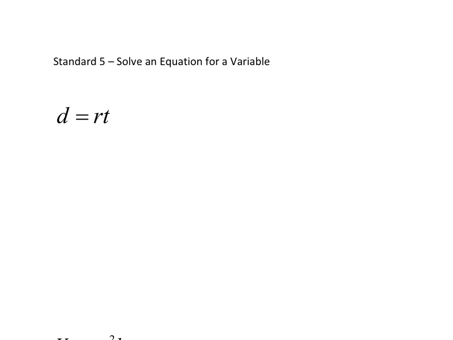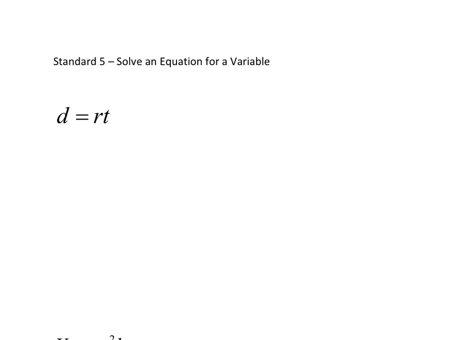Standard 5 is about solving an equation for a variable. Many problems in math and science can be solved using formulas. For instance, a common formula is the relationship between distance, rate, and time. It's written here, d for distance equals r for rate times t for time.